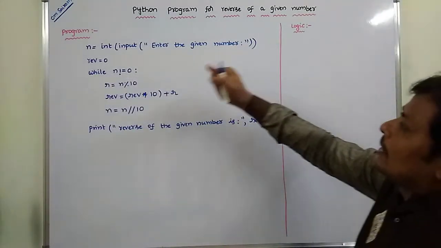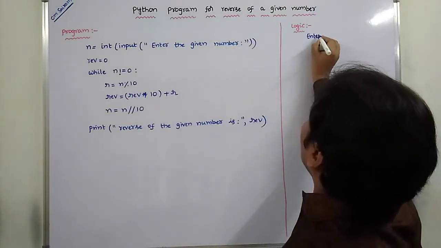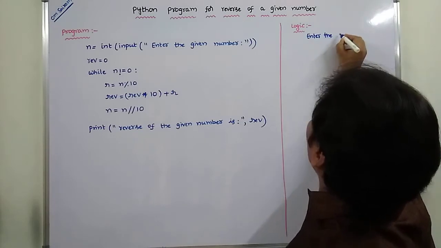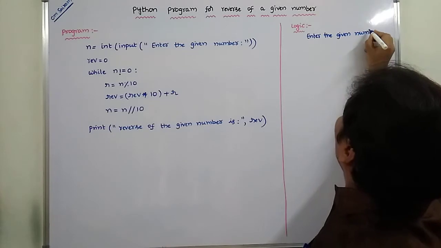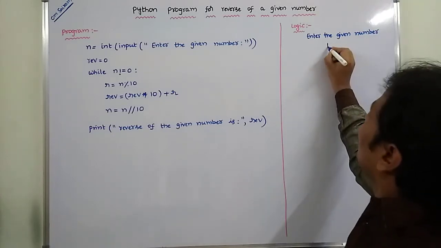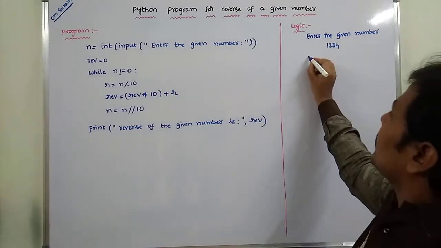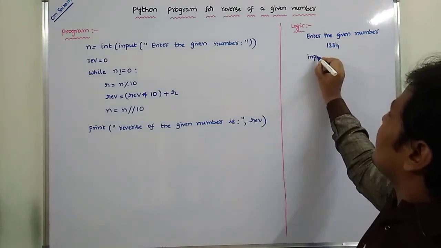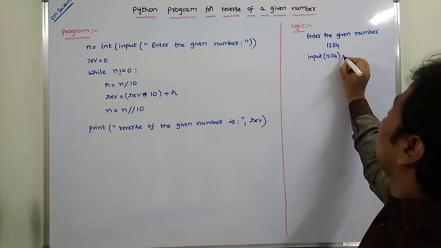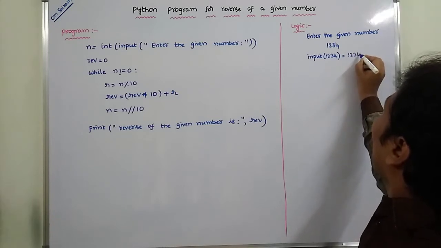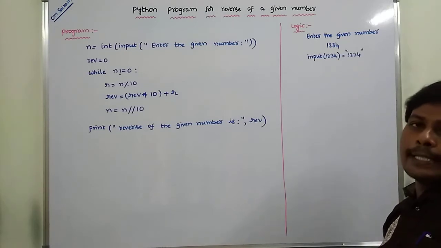Okay, first enter the given number. So for example, 1 2 3 4 I am given. Okay, now the input function can read this input 1 2 3 4 as a string. 1 2 3 4 as a string. The string can be written either in double quotes or single quotes.